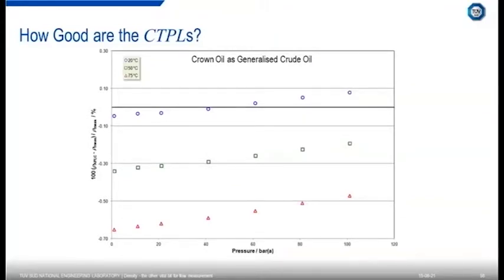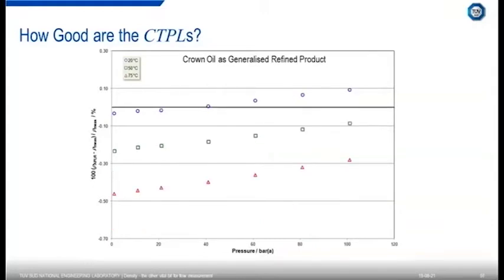Well, that's probably a bit unfair. After all, that oil isn't a generalized crude oil. Let's treat it as a refined product, which of course is what it is. 20 Celsius, still not too bad, but 50 and 70, still not good. And EPAT can operate up to 80 Celsius, so those results wouldn't be good enough, as we need density to the order of 0.03%, not 0.3%.